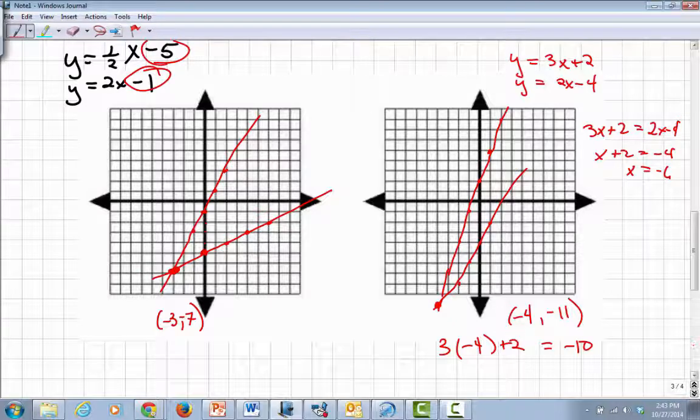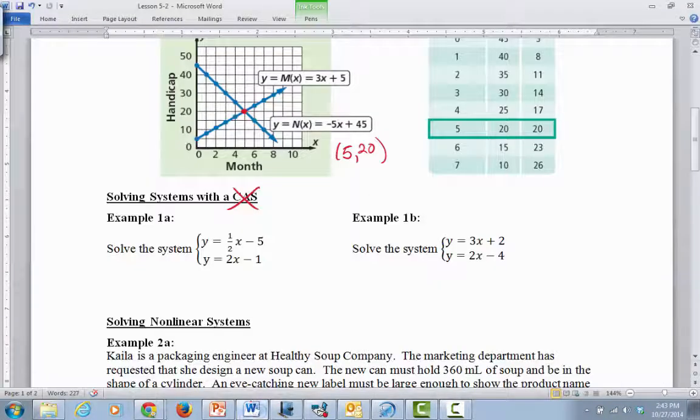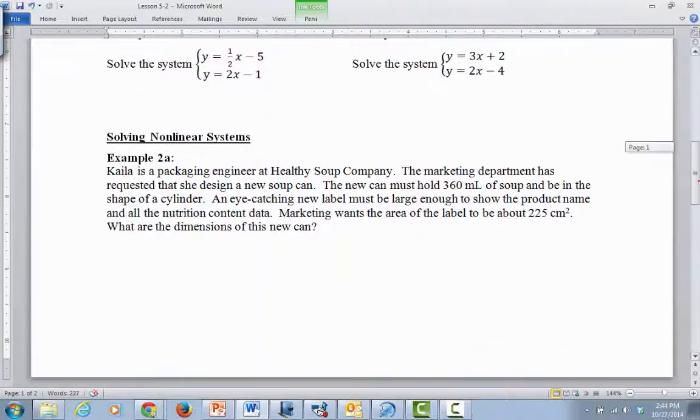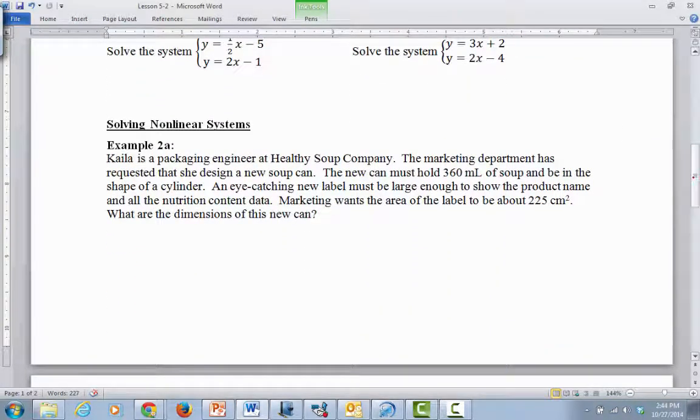All right, let's move on. Back to the notes. Kayla is a packaging engineer at Healthy Soup Company, and the marketing department has a request that she designs a new soup can. The volume must hold 360 milliliters. So I know V has to be 360 milliliters. Okay?